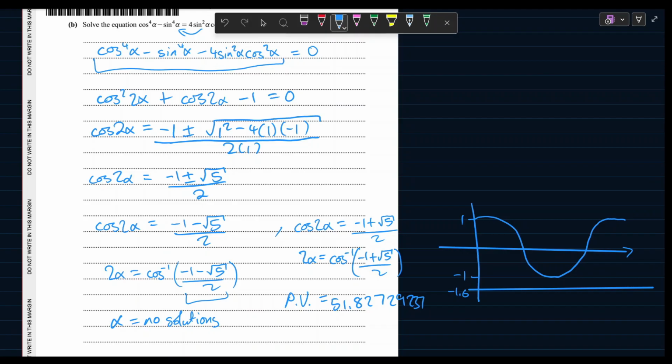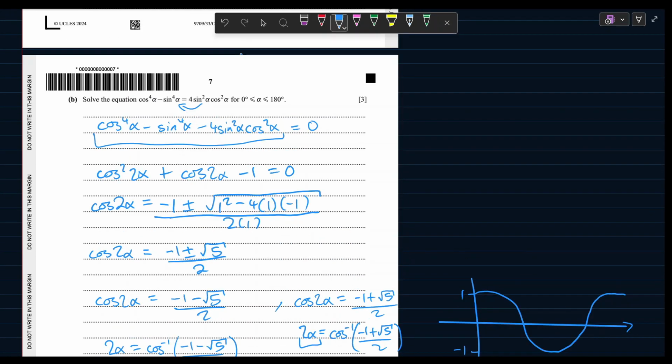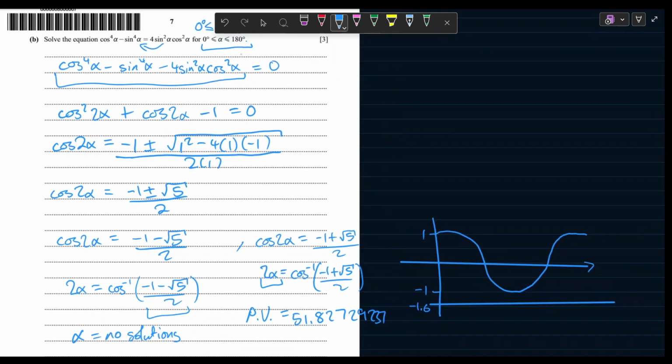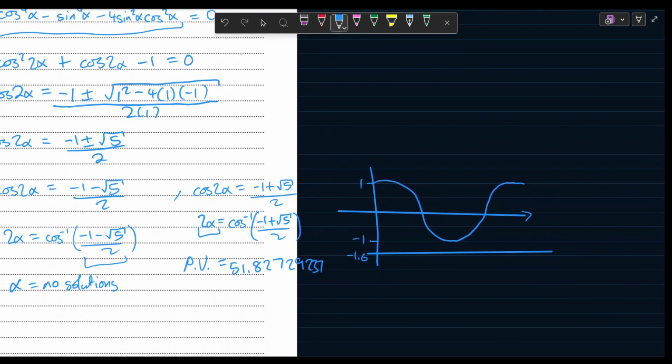But I want you to notice that our principal value is going to be in terms of 2 alpha. So at the end, we're going to have to divide by 2 to find alpha. It means that here, what we should be looking for is 2 alpha between what? 0 and 360 degrees. Because when we then divide through by 2, we then get this interval. So using our principal value, we can look for values between 0 and 360.